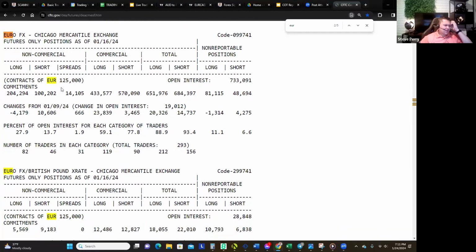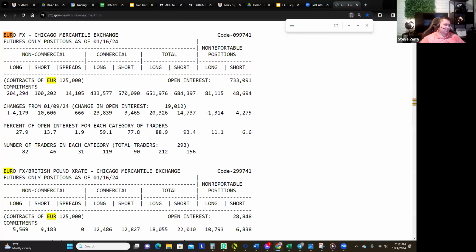Okay, so that brings us to the next part. So you'll notice below these two different participants, you have the long and you have the short. There's also the spreads, and then again, it's just long and short again for commercial. I really just focus on these numbers right here, these two numbers, and I focus on these two numbers. I really don't do anything else.